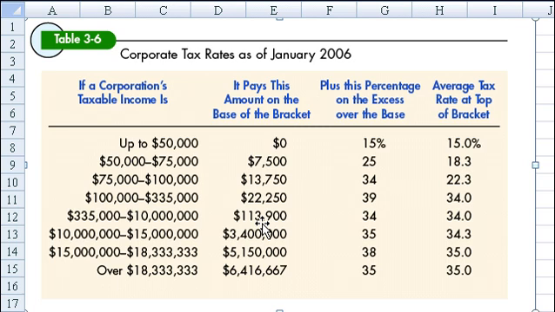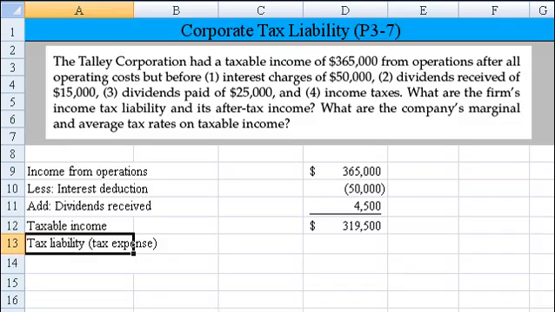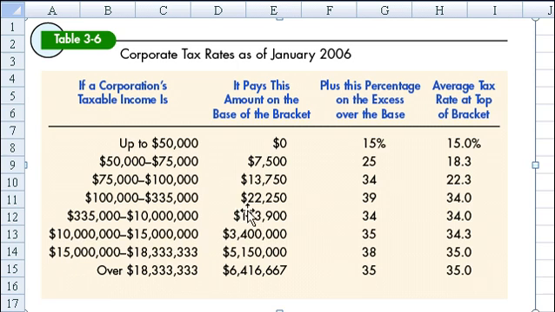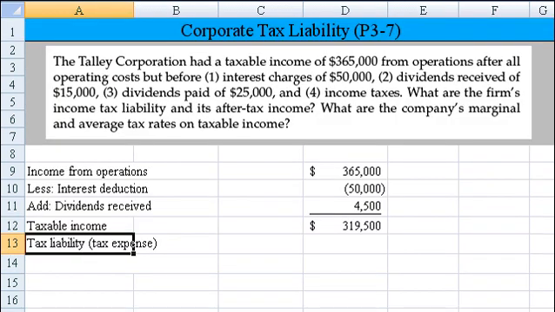So we know we've got $100,000 to $335,000, right? We came in at $319,500, so we're in that range. So we know we need to pay $22,250 plus 39% on any excess above the base, so any excess over the $100,000. All right, so let's go calculate that.